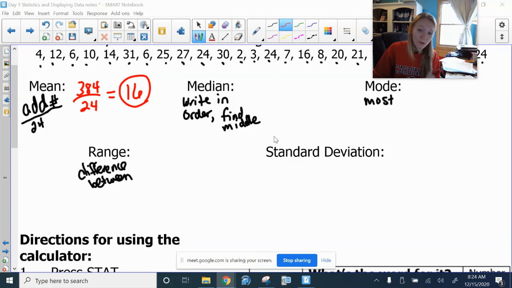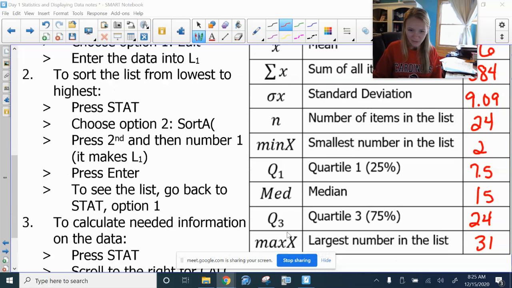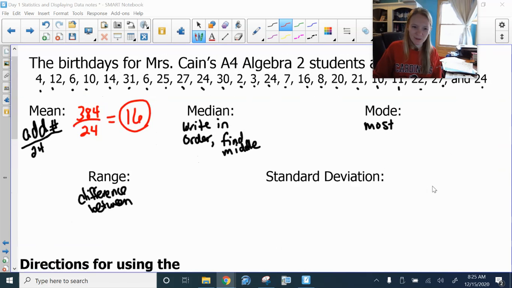Our median, if we put them in order, which again, 24 numbers to write them in order is kind of a pain in the butt. So that's why we're going to let the calculator do it. If it was only like 5 numbers, oh, it'd be a piece of cake. It'd actually be faster to write them by hand than to write them in the calculator. But it's really nice that the calculator will do that for us and find our median. So it's saying 15 would be the middle number in the list of numbers.